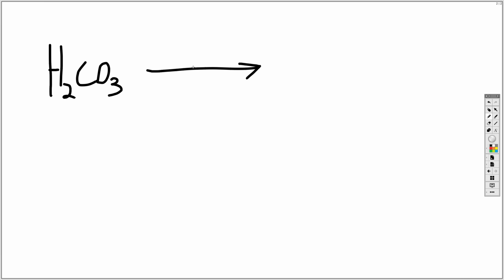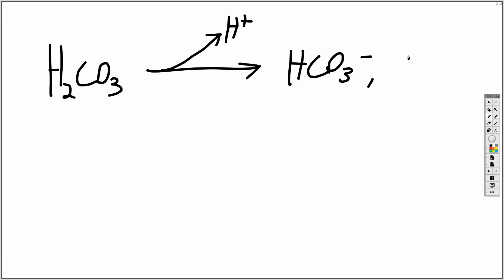Let's try one more. If we have something like carbonic acid, H2CO3, and I ask you for the conjugate base, again, just ask yourself, well, what's going to happen when it loses hydrogen? HCO3-. And again, if it lost the other one, it would be CO3 2-. There are a couple of answers here. So those are conjugate bases.